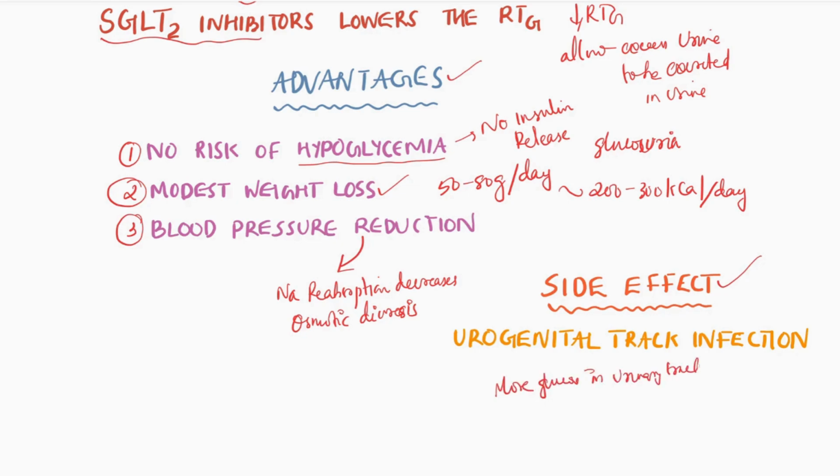The side effects to remember with these drugs are, because more glucose remains in the urinary tract, it can provide a nutrient-rich medium for microbes. Hence there is an increased risk of urogenital tract infections, especially candidiasis and UTIs. Good hydration and hygiene can lower this risk. And this is about the SGLT2 inhibitors.